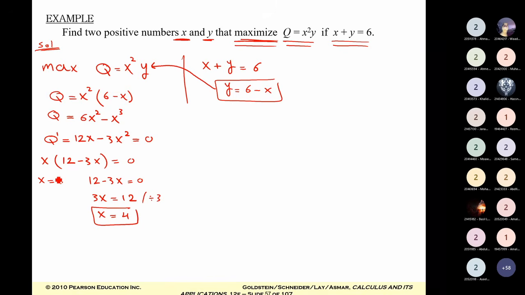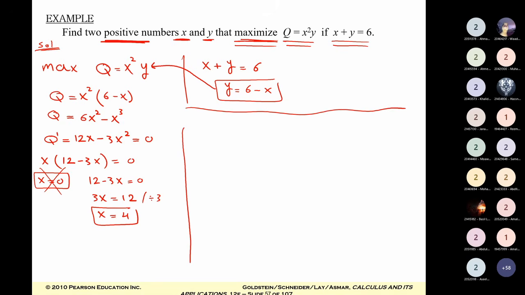So how many stationary values? We have 2, 0 and 4. But we need x positive. From the example, we need x positive. So remove x equal 0. Now we must check at x equal 4 whether the q is maximum or minimum. We can use the second derivative test.